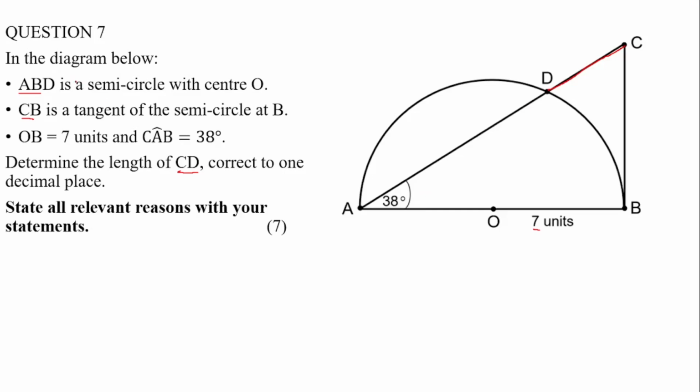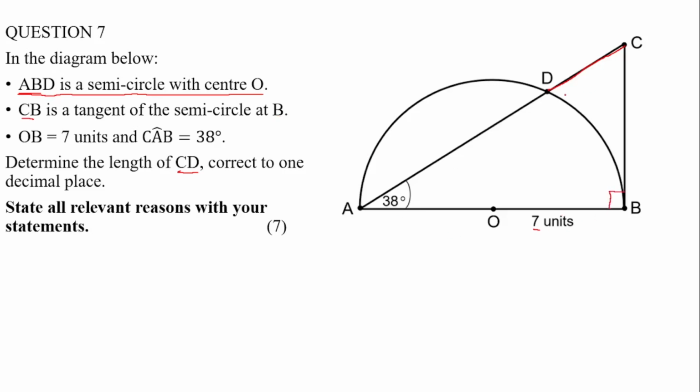Right, so we're given that ABD is a semicircle with center O. Somehow we should be able to use the theorem which says the angle subtended by the diameter is 90 degrees, or the angle in the semicircle is 90 degrees. But if you check our diagram, it's not there. CB is a tangent of the semicircle at B, so it means this angle here is 90 degrees.